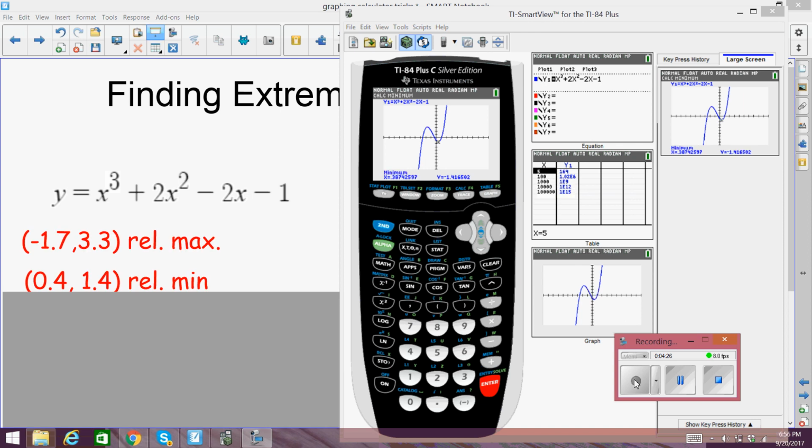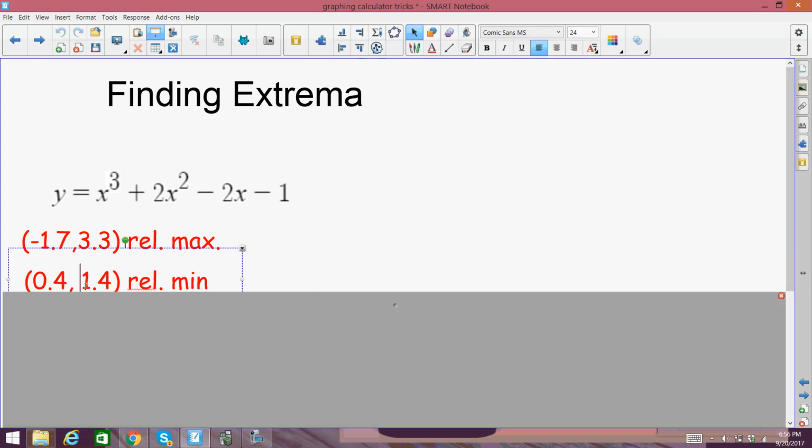Okay, so I hope what you found is that your relative maximum was -1.7, comma 3.3, and your relative minimum was 0.4, rounding to the nearest tenth, and -1.4, oops, my apologies, -1.4 is your relative minimum.